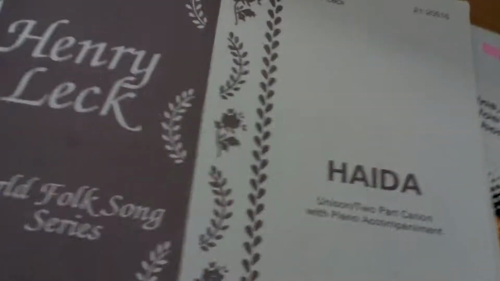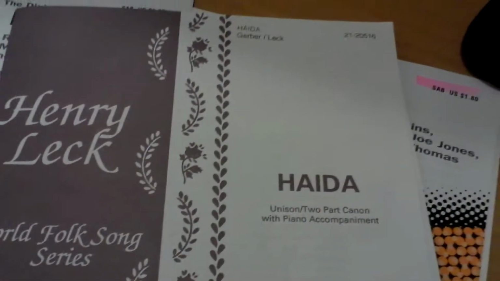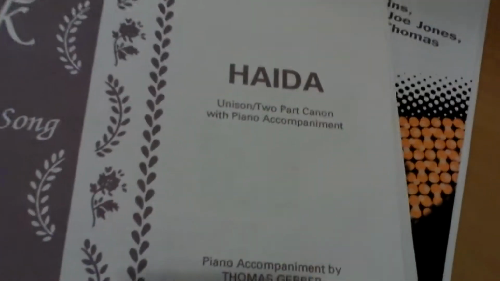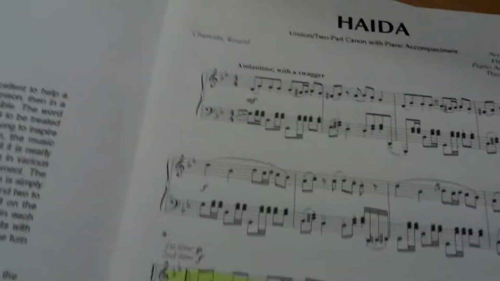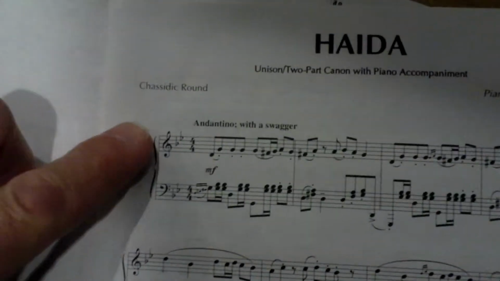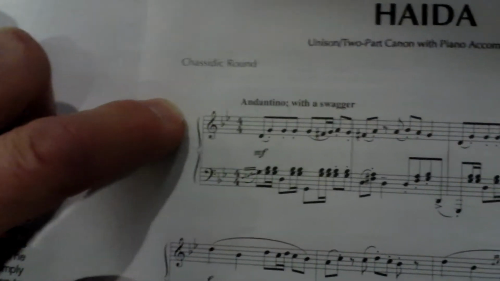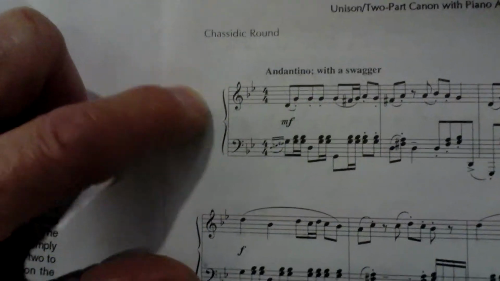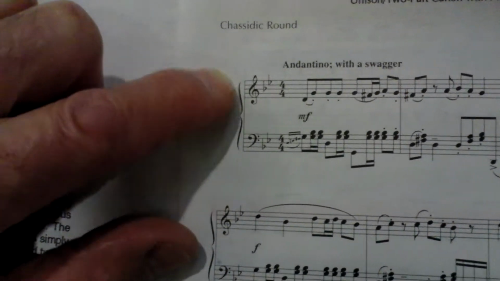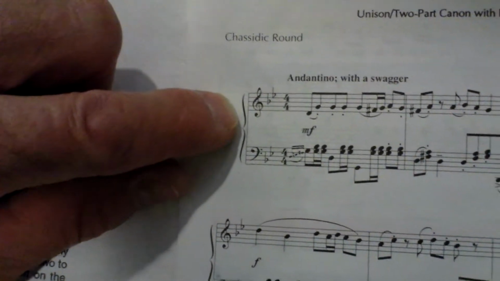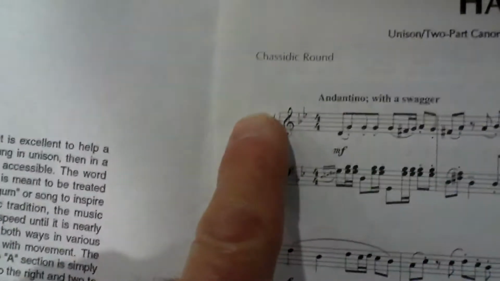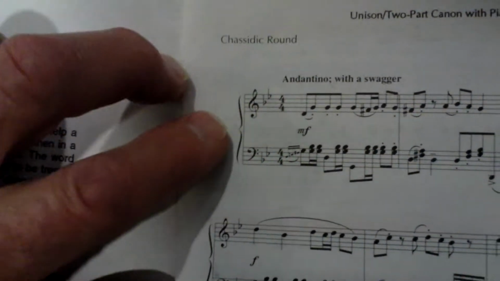Now on this piece, it's for a two-part choir. It starts off, like many pieces do, with a piano part. And a piano part always has this brace here, it's called. This little curved line shows this part is just for piano. So these two lines are used to indicate the piano part.